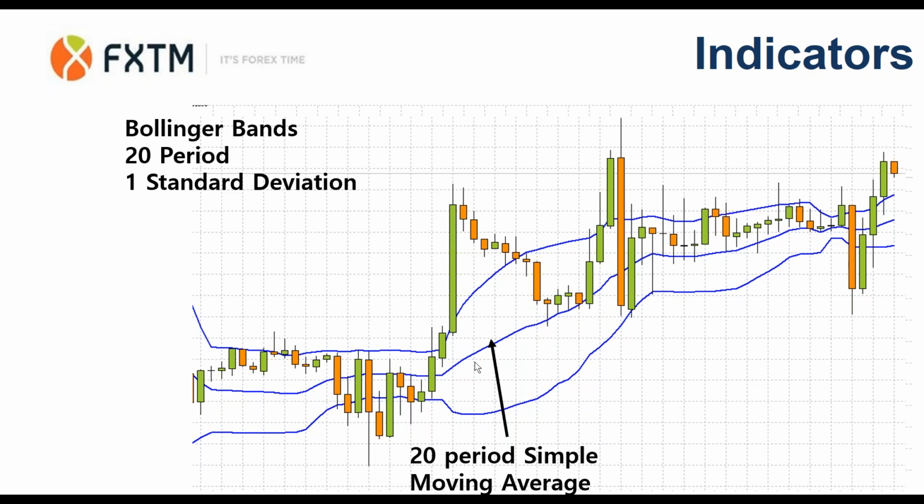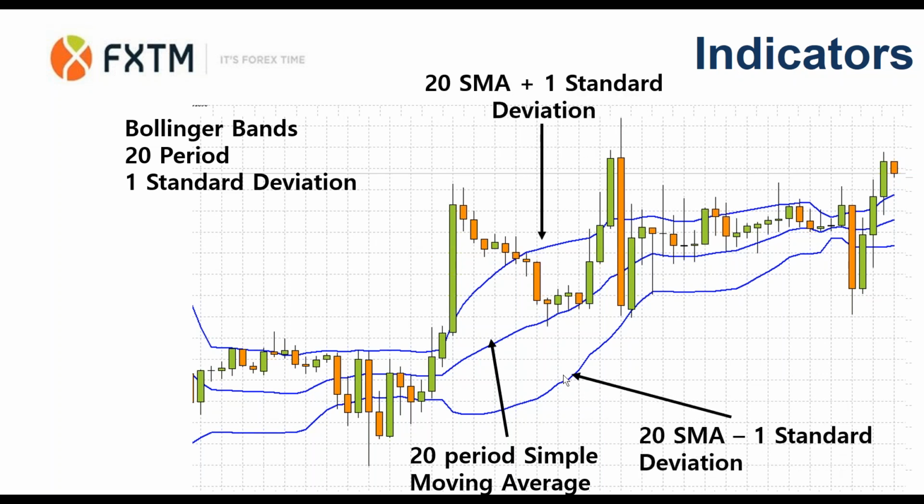Then how do we get the top and the bottom line? We simply add one standard deviation. That's a calculation you make. One standard deviation added to the simple moving average gives us the top band, and we subtract one standard deviation from the simple moving average to give us the bottom Bollinger Band. So we've got the Bollinger Middle Band, and then we've got the two one-standard-deviation bands.